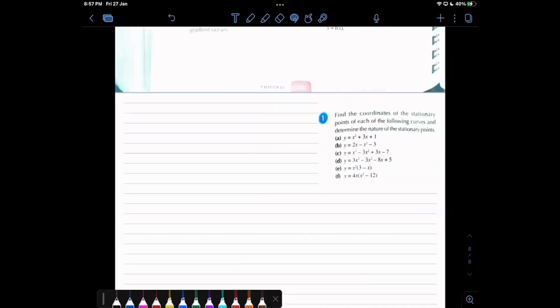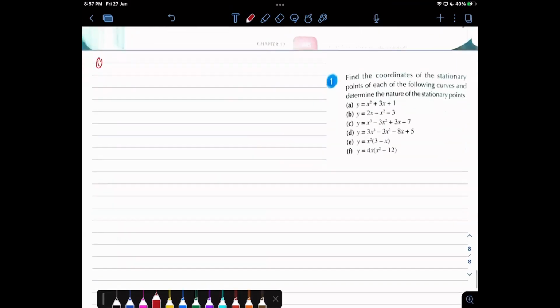Okay, let's go. Question 1D, E, and F. Part D: find the coordinates of the stationary points of each of the following curves and determine the nature of the stationary points. So it's basically asking you to remember the DES procedure. Can you tell me what it stands for?